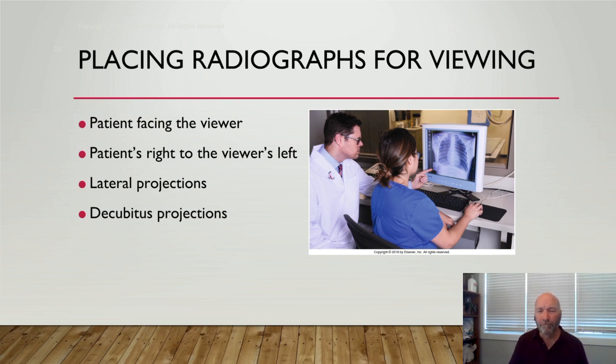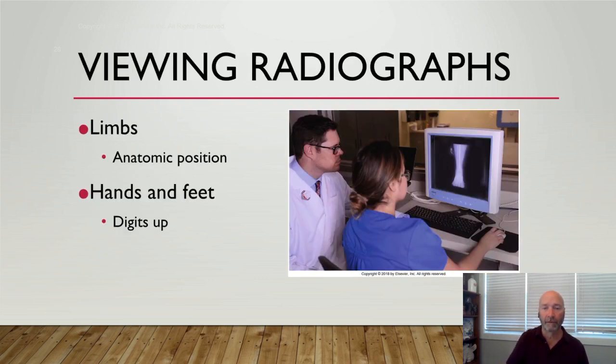So when we're viewing radiographs, most of the time what we want to see is a radiograph as if the patient's looking at us in anatomical position. Anatomical position means the patient's upright, palms facing forward. That's anatomical position. So most of the time, that's how we're going to view x-rays. Not always, but most of the time. So we're going to be looking at the patient with their left side on our right side as if the patient's looking towards us.